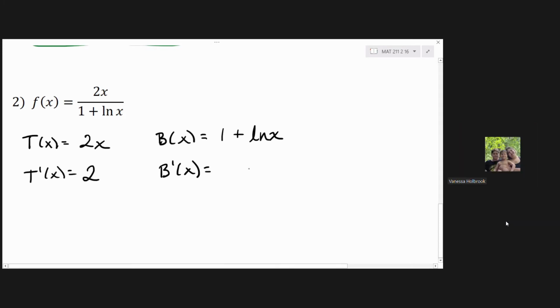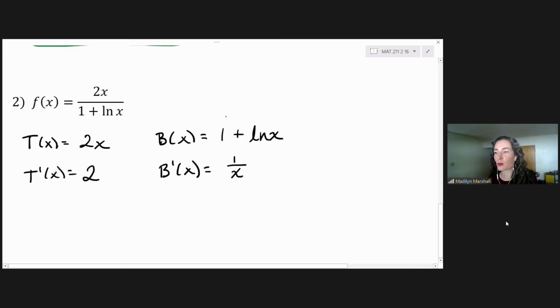Almost. Would it be 2 over x then? Just 1 over x. Just 1 over x, exactly. So that natural log, the derivative of natural log is the 1 over x. That 1 just goes away since that's a constant, the 1.